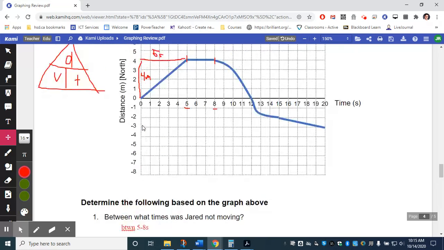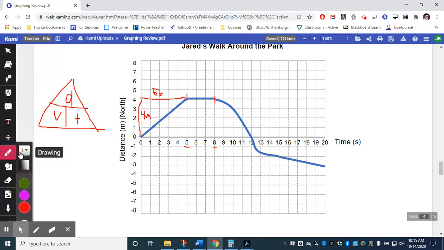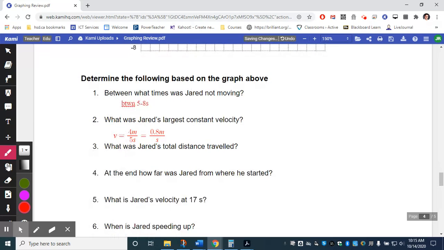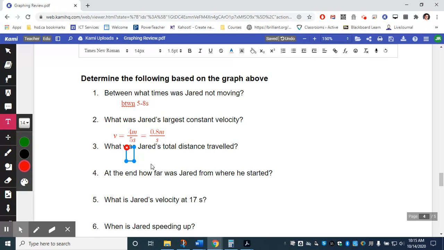What was the total distance Jared traveled? Okay, well, Jared started here. He went up 4 meters. He stayed there. He went down 4 meters, so that's a total of 8, right? So he went up 4 meters, down 4 meters. That's 8 meters so far. And then he went down another 2 meters and then another 1 meter, so plus another 3 meters. And he traveled 11 meters. All right, and so we can write that down here. What was Jared's total distance traveled? 11 meters.